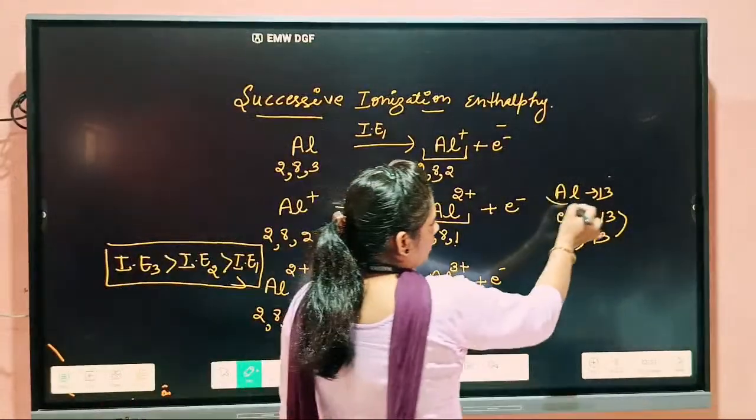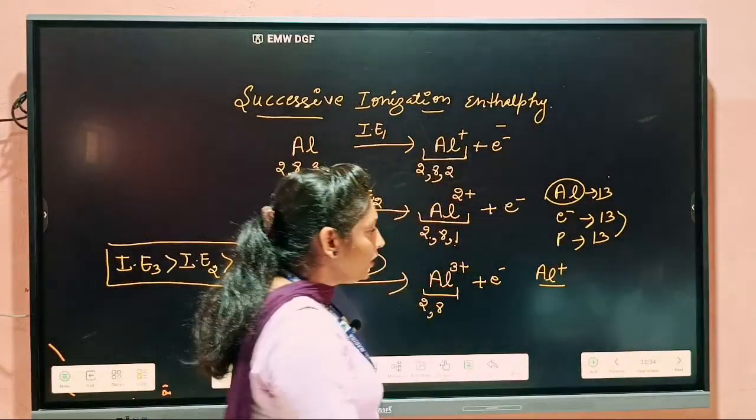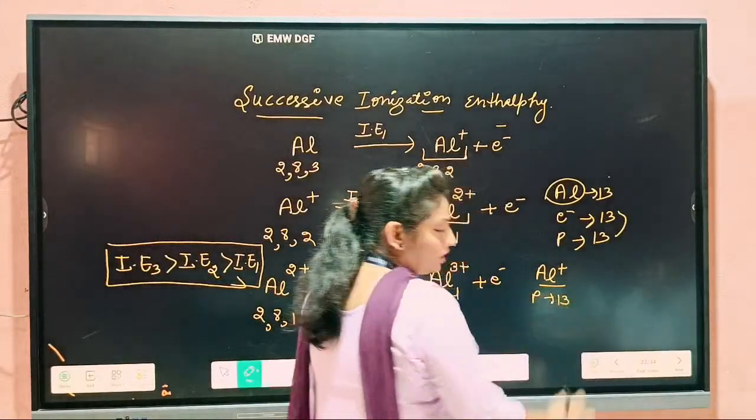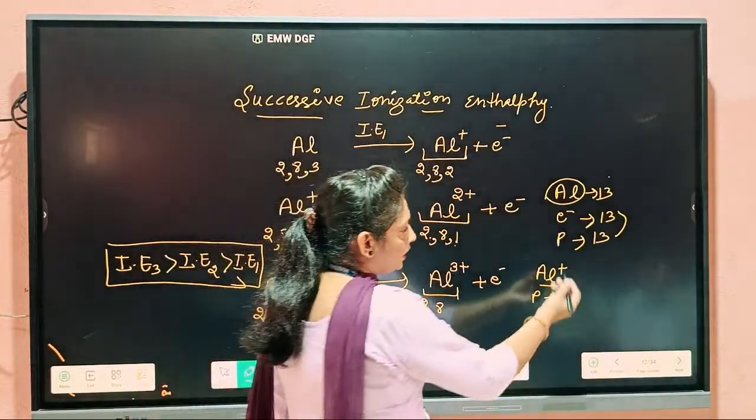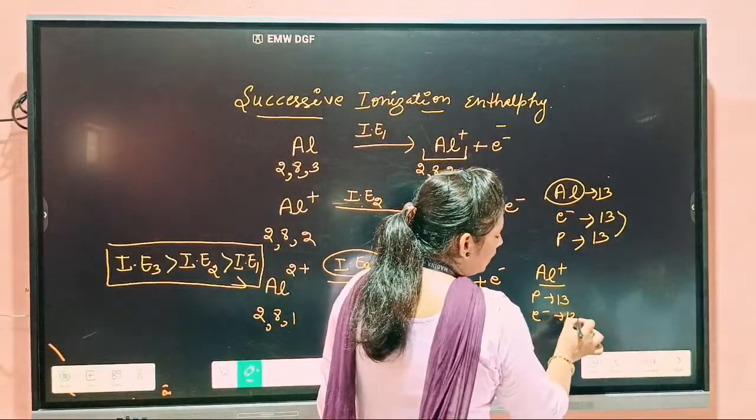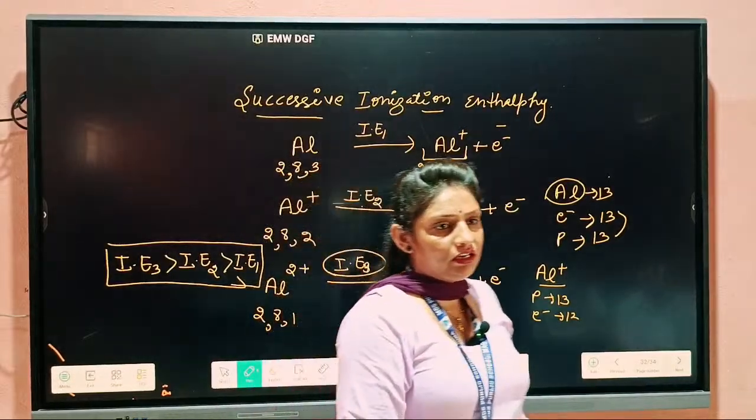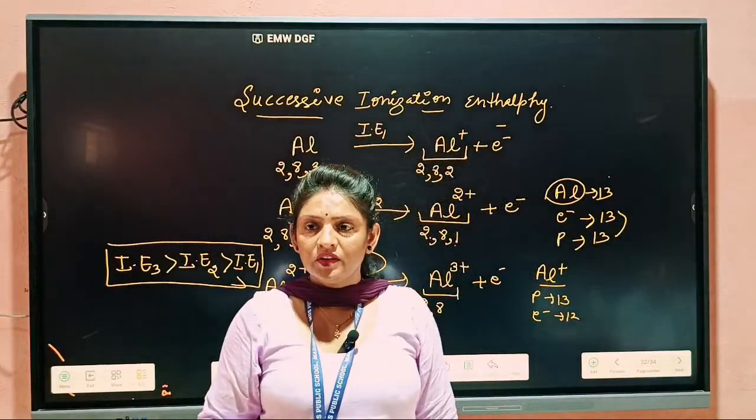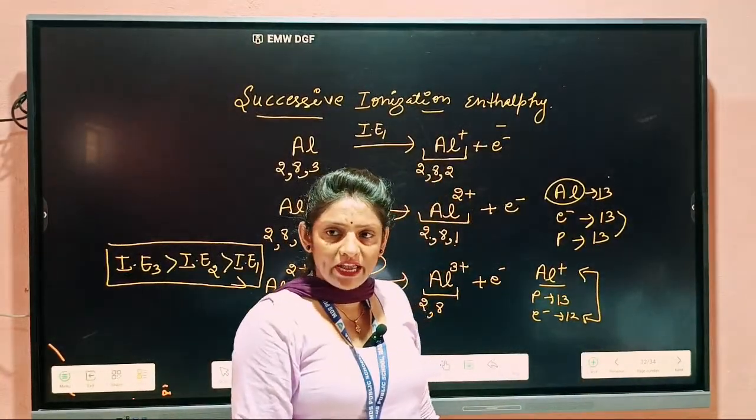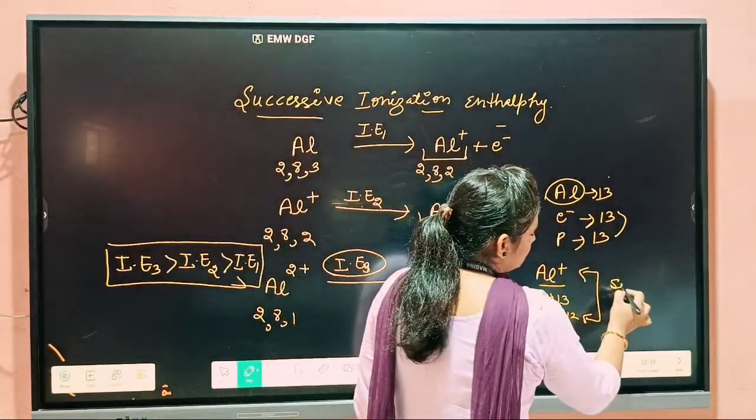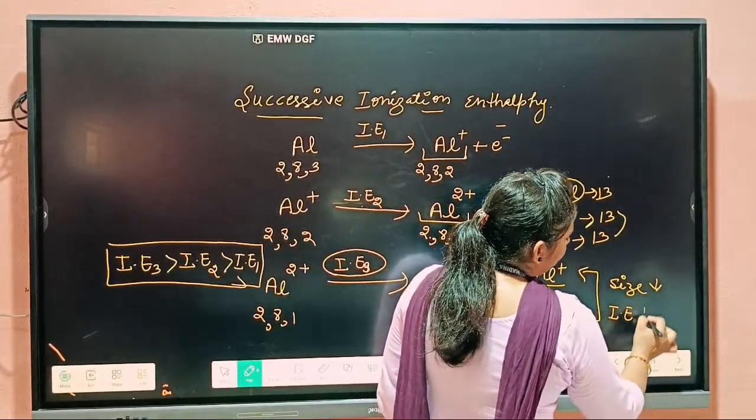But after removing one electron, it is converting into Al plus. So here protons are 13 because only an electron is removed. Protons are the same, 13, but electrons are 12. And you know very well, the size of the cation is smaller than the size of the element. So here size is going to be small. And if size decreases, then ionization enthalpy will increase.